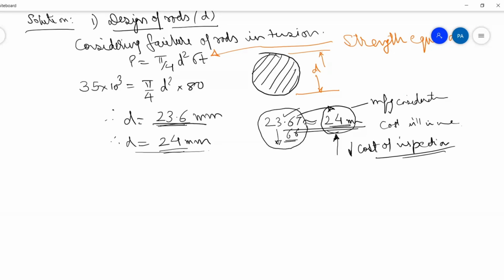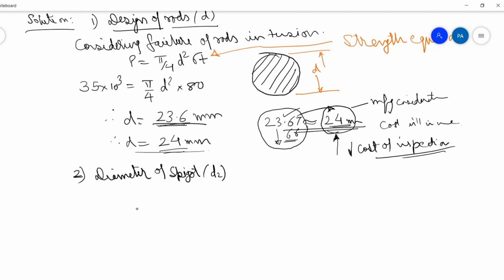And different students may get different answers because some of you may round it up, some of you may not round it up. Okay, so students may get different answers, and all these different answers are correct if they are within the permissible limit, within the particular range. Okay, second is diameter of spigot.